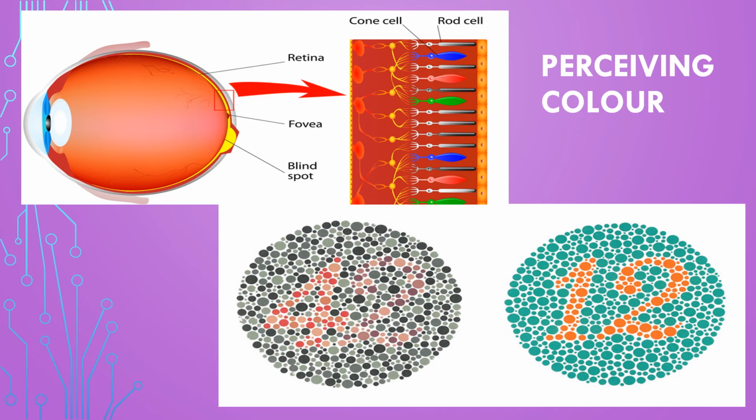The people who experience color blindness have an inability to detect the green or the red color. People with normal color vision can see the 42 and the 12 in the images below. Here, 42 and 12. The people with normal vision can see this, but the people with color blindness cannot see these numbers. So we know that the three different types of cone cells are so important in perceiving color.